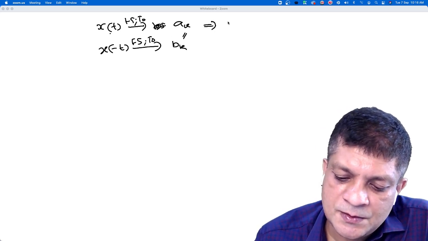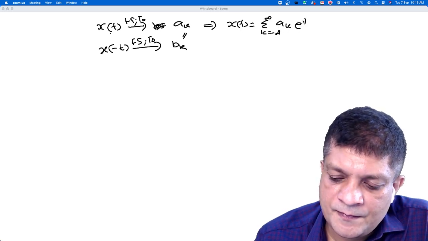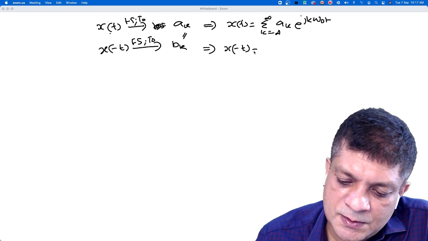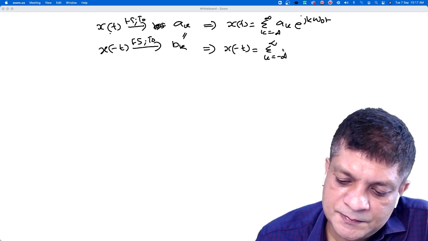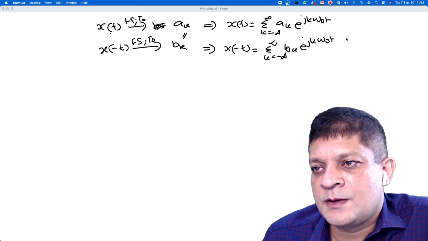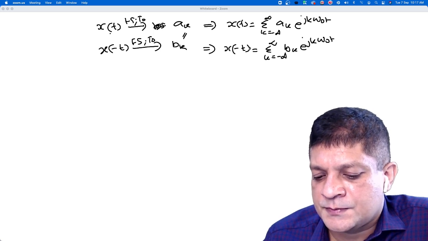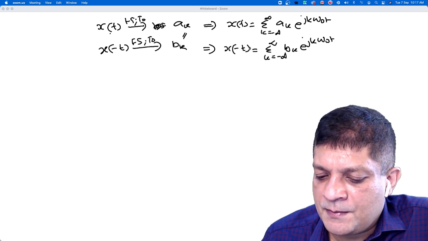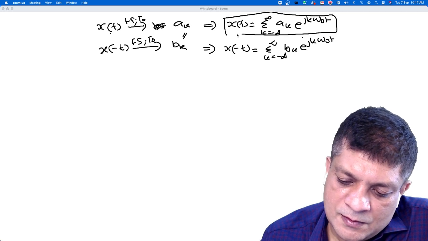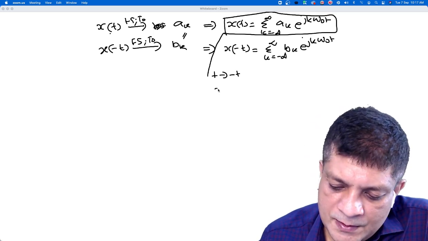This implies what? x(t) is the sum of ak e to the power jk omega naught t, and this implies x of minus t is what? That is the meaning of Fourier series: if we are given the Fourier series coefficients, we can express the signal as a linear combination of complex exponentials. Now tell me, what is the relation between ak and bk? If we put minus t in this equation, will you get x of minus t?